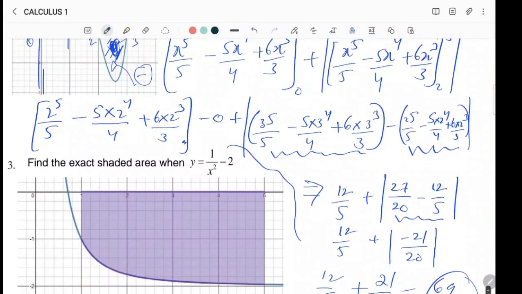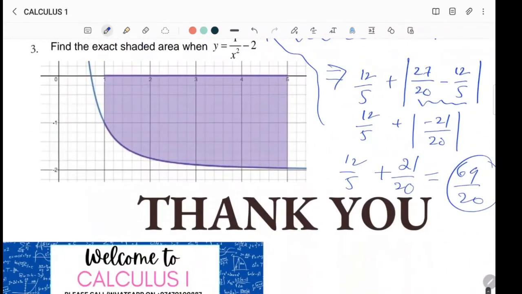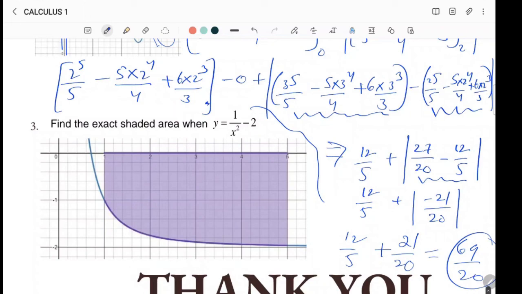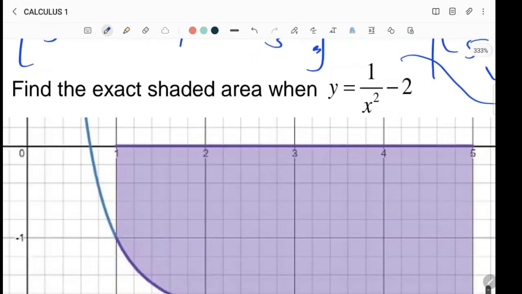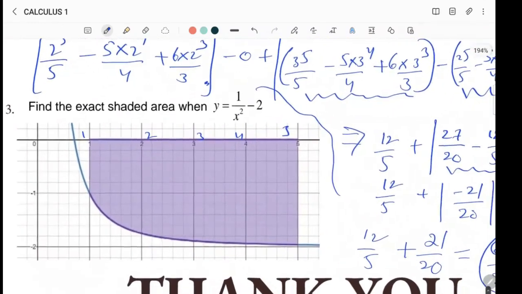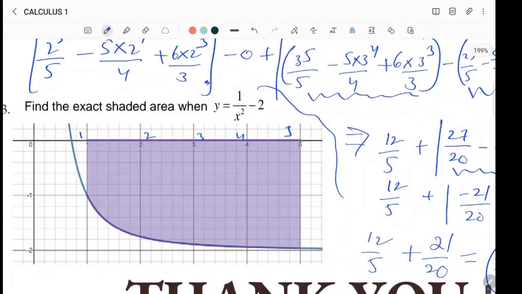Find the exact shaded area. So I think this is the last question, guys. Yeah, there is no question after this. So the third question also we have to do. Find the exact shaded area of this part. So let's observe. This is 1, this is 2, this is 3, this is 4, this is 5. Okay, simply 1 to 5, and it's below the x-axis, so area will be negative, we know that.